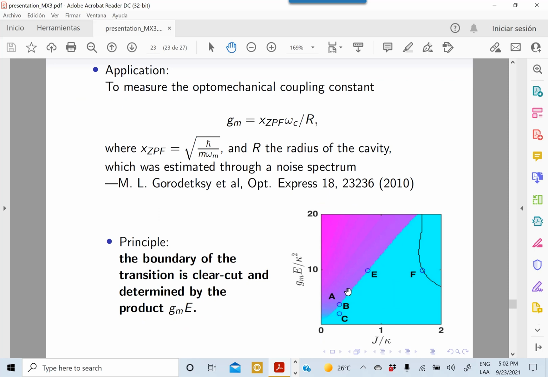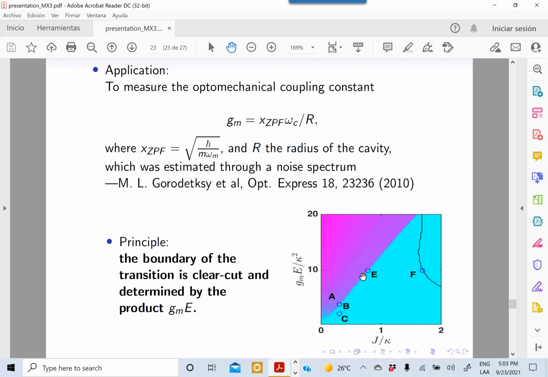This sudden change boundary is clear cut, and it's determined by the product of g_m multiplied by E. If this product changes by a very small amount, such a sudden transition takes place. If we keep our E, the external pumping power, fixed, then for two different values of g_m this product can be on different sides of the sudden transition. So we can make use of it to get information about g_m. Also, our transition boundary is quite straight, just like a diagonal. The relation between this product and J is almost along a straight line, so it's very easy to make use of that.